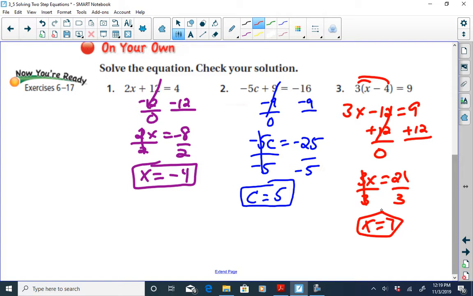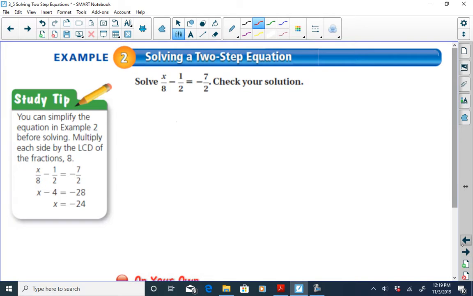I check my solution using mental math by replacing x with 7, see if it makes the equation true. 7 minus 4 is 3. 3 times this 3 is going to be equal to 9. So I know that that is correct.